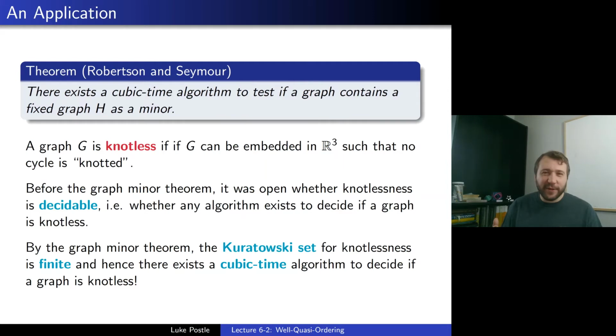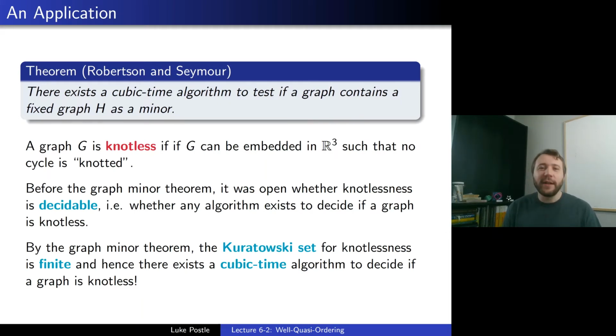So this is a crazy result, right? Before this theorem, even whether there's an algorithm was open. Now there's a fast one, polytime, cubic time. We have no clue what the algorithm is, but we know it exists because we know the Kuratowski set is finite. So that's just one application to show that there are many nice minor closed properties out there, and this really tells you that testing whether you're in one of those is actually nice and can be done in polytime.